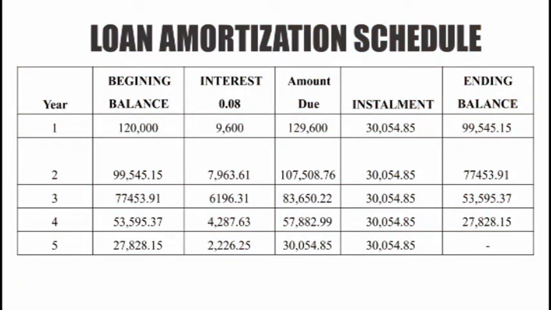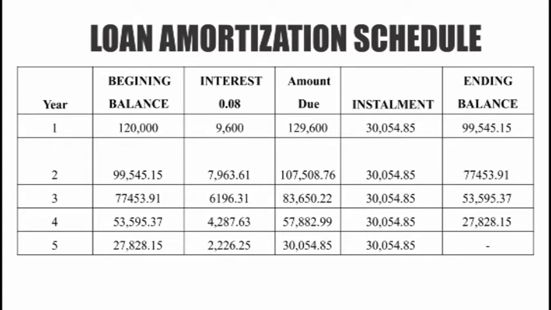So as you can see, this is a typical amortization schedule that is being prepared. What is being shown is that the individual went in for a loan of 120,000 Ghana cedis over a period of 5 years. So within 5 years, he's supposed to finish paying the loan. The interest rate is 8%. That's the annual interest rate.